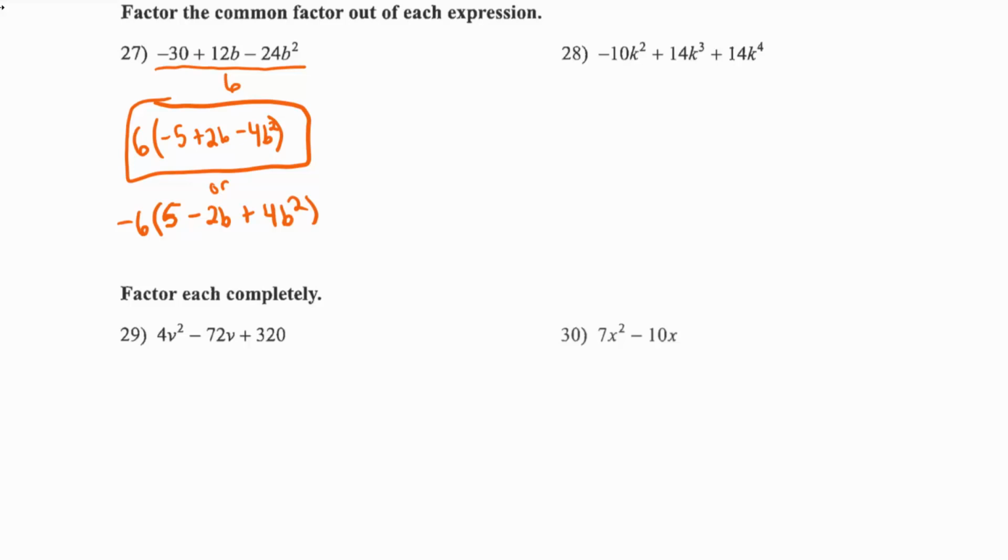You just want to make sure if you take the negative out, it changes all the signs, not just the first one. And also not just the negatives. It also has to switch the positive to a negative.